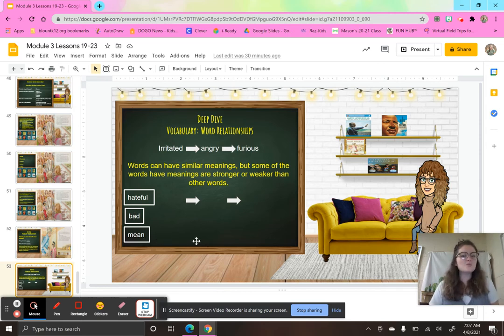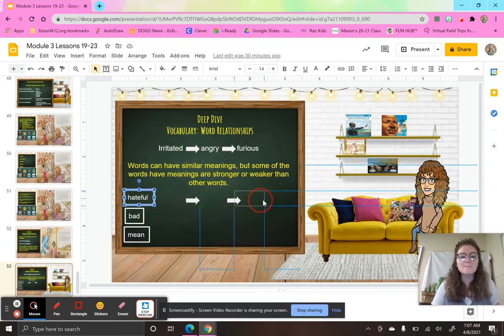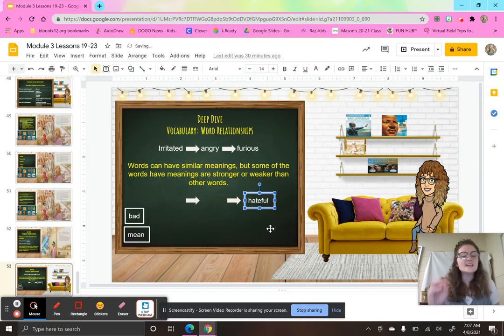First, let's think about which one is the strongest. Which one has the strongest meaning? Hateful, bad, or mean? Tell me what you're thinking in the puzzle. Which one has the strongest meaning? Hateful, right? If I am hateful, that is the meanest I can be. I am being the meanest person I can be. Which word would go in the middle then? Mean, right? I'm being mean. I am a mean person.